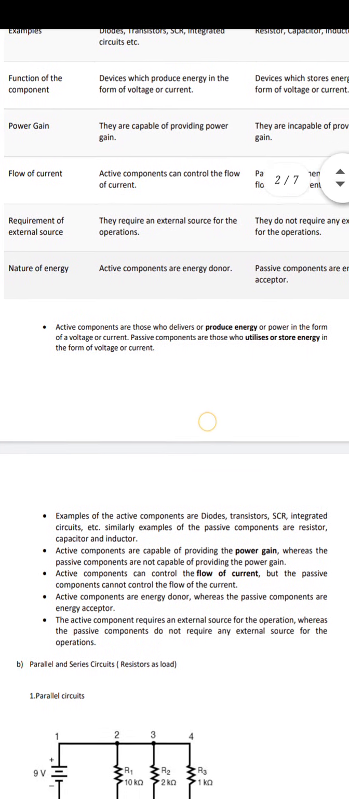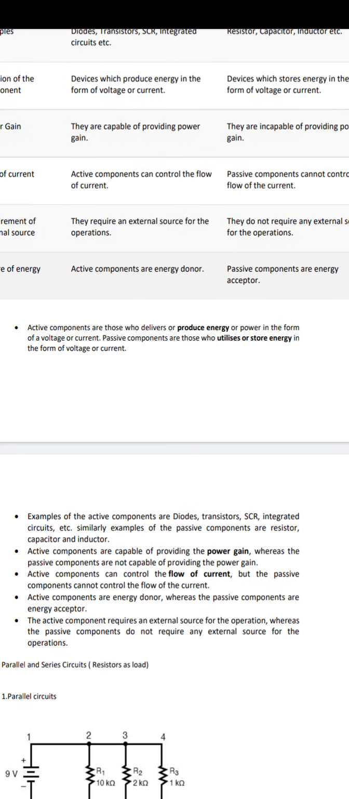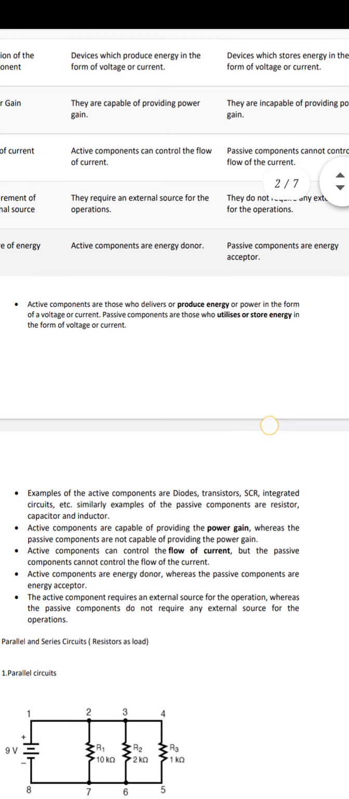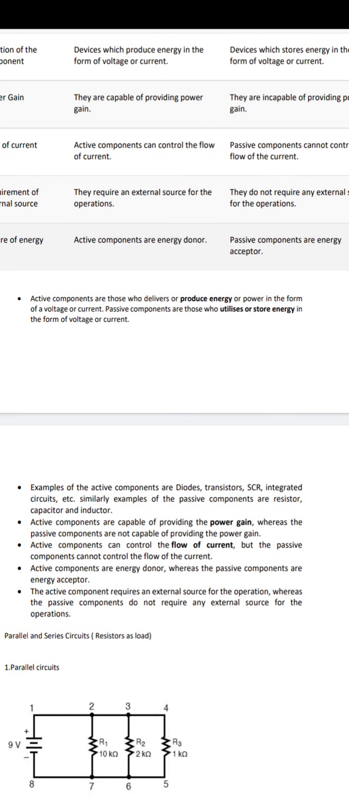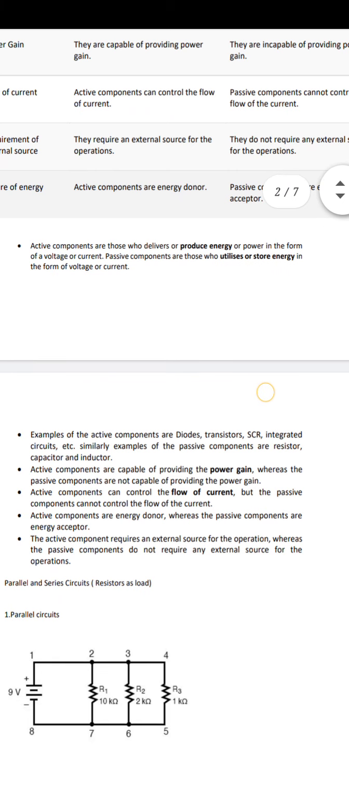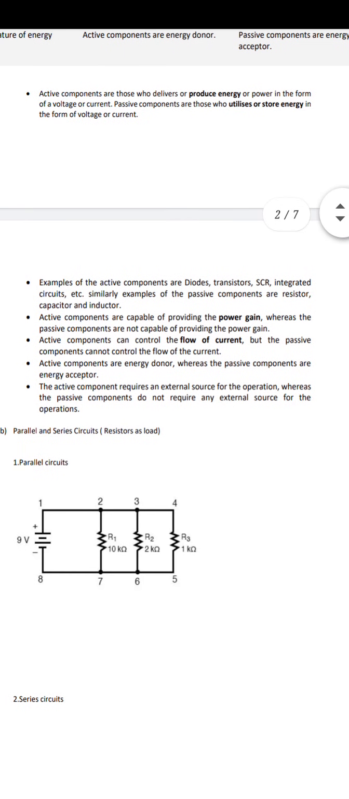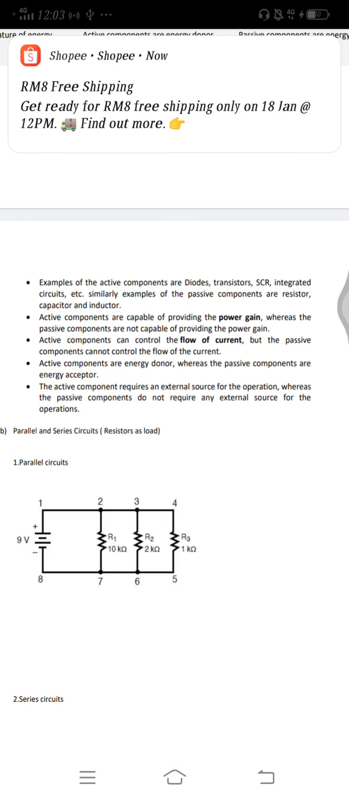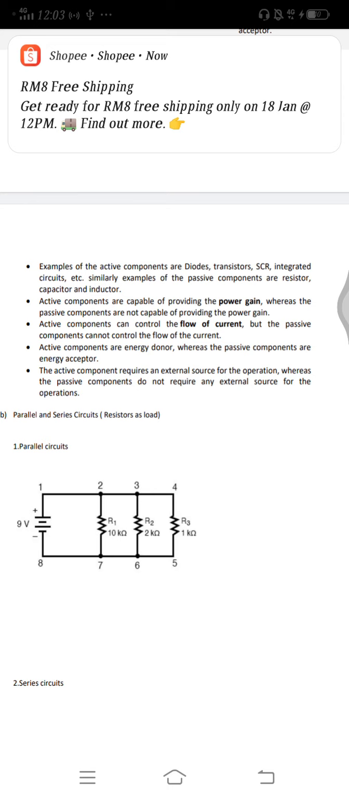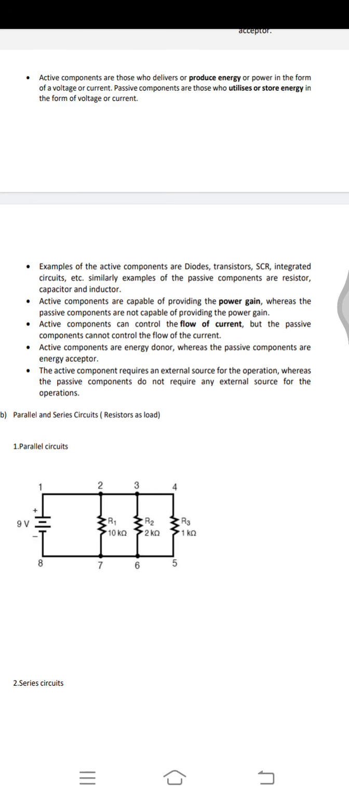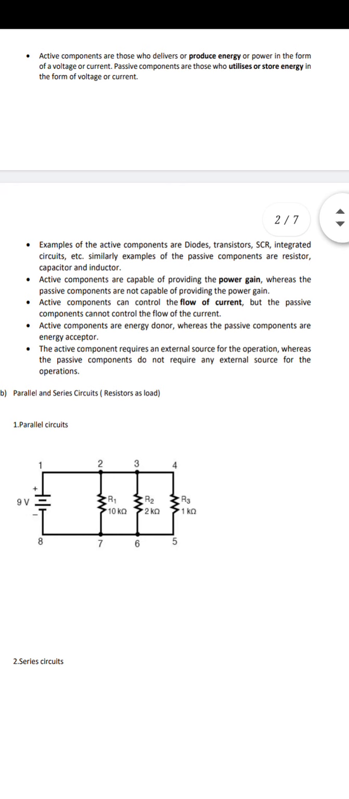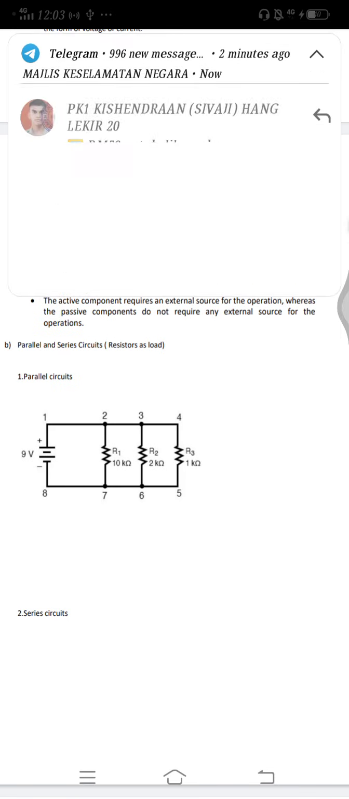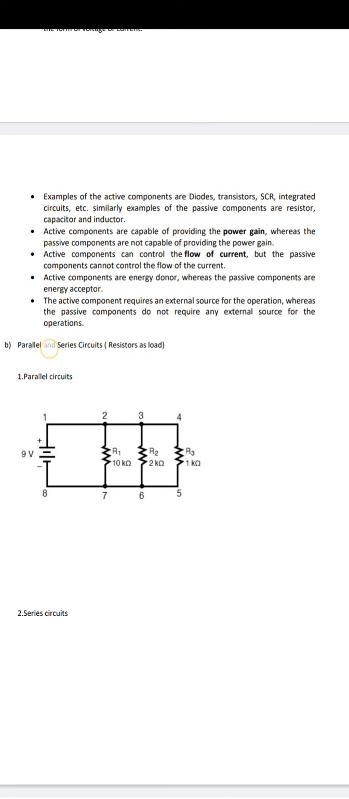So, active components are those that deliver or produce energy or power in the form of a voltage or current. Passive components are those that utilize or store energy in the form of voltage or current. Examples of active components are the diode, transistor, SCR, integrated circuit, and so on. Similar examples for passive components are the resistor, capacitor, and inductor. Active components are capable of providing a power gain, while passive components are not. This is our summary for this question, sir.